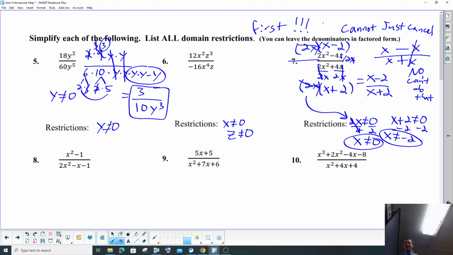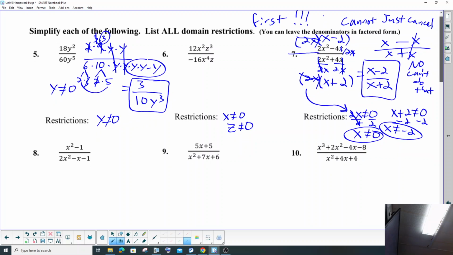Mr. Newbold, but I want to cancel those x's on the top and the bottom. You can't. They're connected to the 2's with subtraction and addition. So you can't do division. Just leave it how it is.